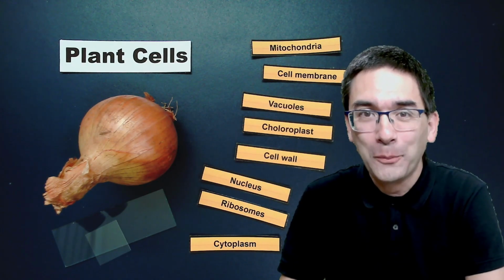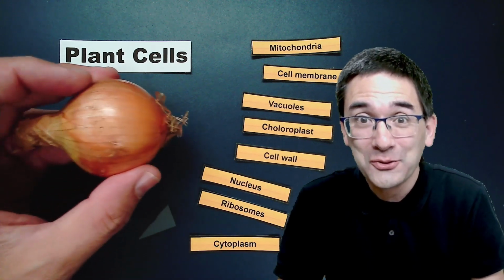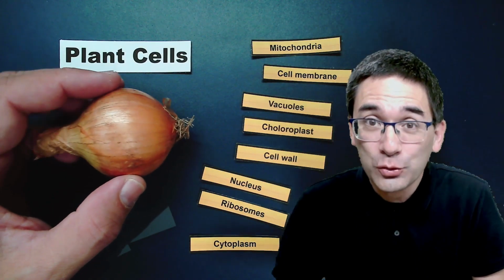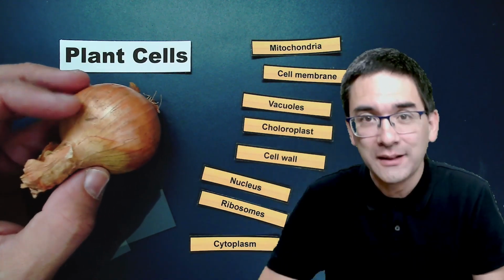And today's topic is plant cells. As you can see here, I'm also going to put this onion later under the microscope, and I'm going to draw and label a plant cell. We're going to add those labels here.